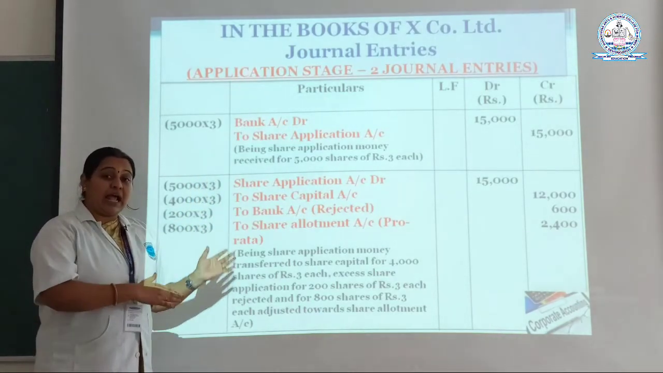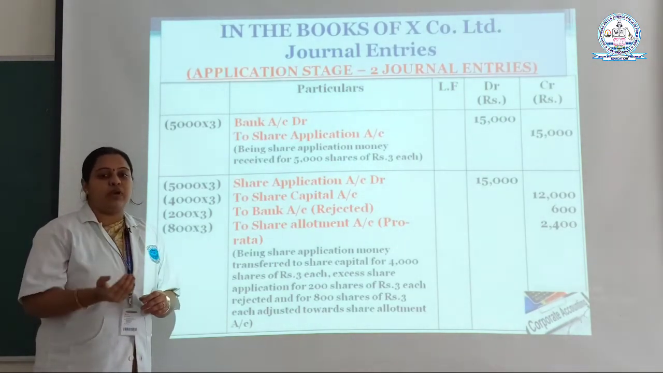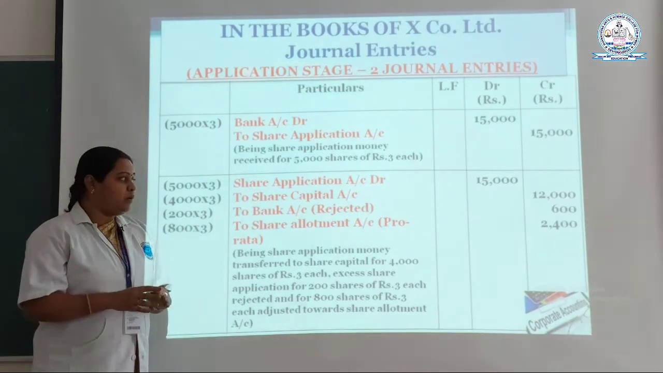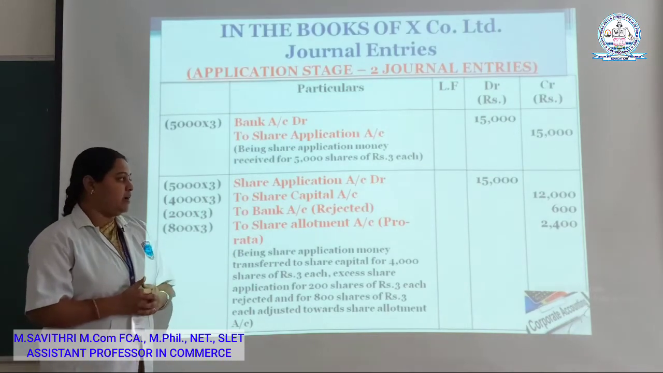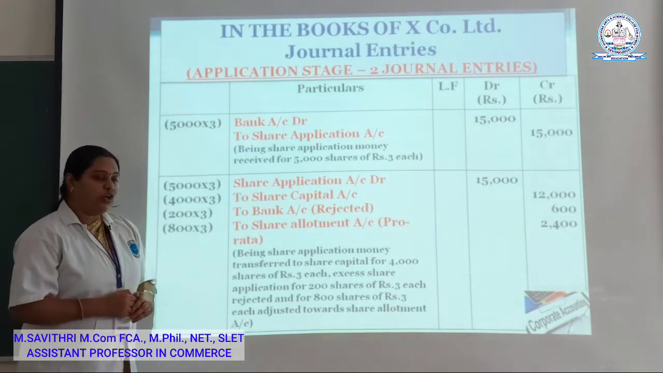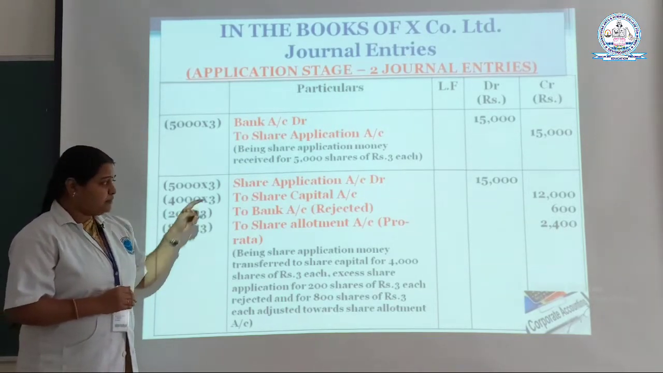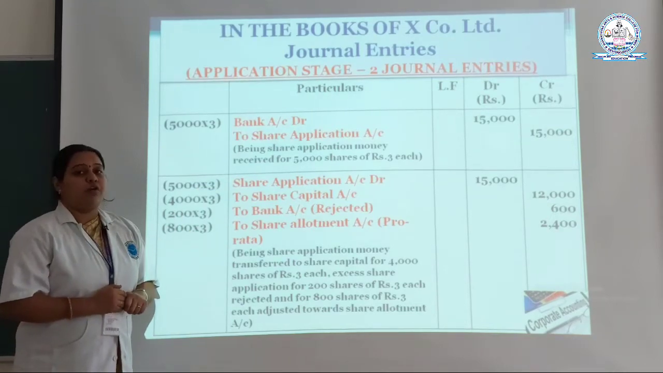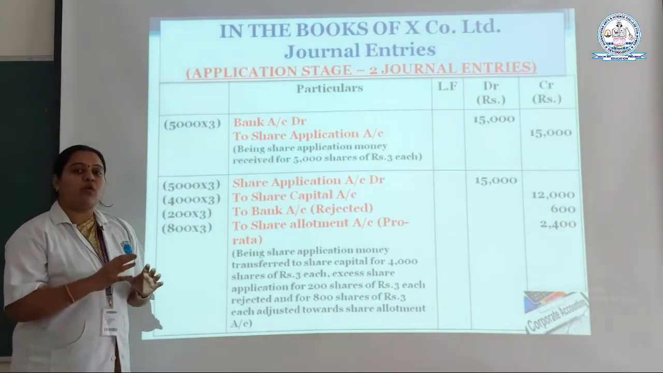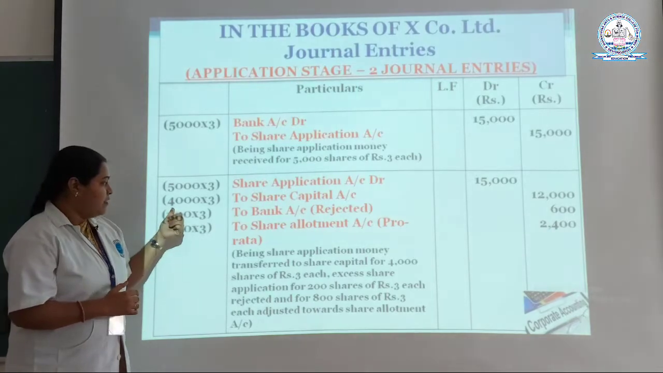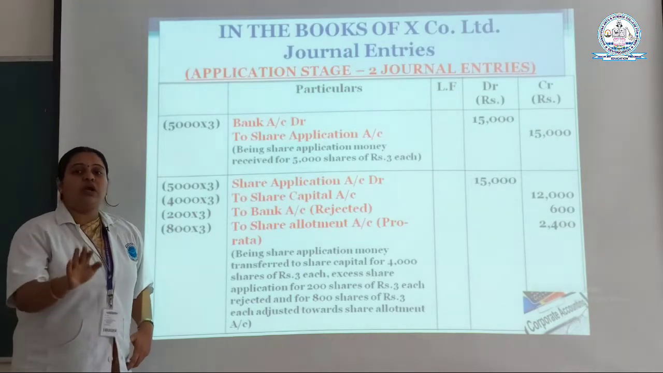After that you have to transfer the issued share application money to share capital account. You have to make rejection and pro rata allotment. For all these 3 things we are going to make one journal entry, which is called a combined entry or joint entry. You can see the second entry: share application account debited to share capital account, to bank account and to share allotment account. So totally how many share applications did we receive? 5,000 shares into 3 rupees, which is 15,000.